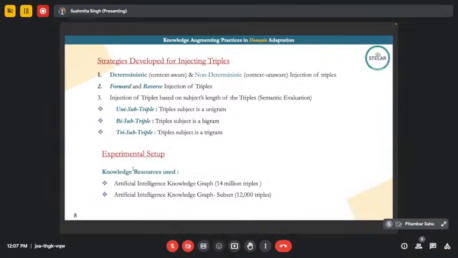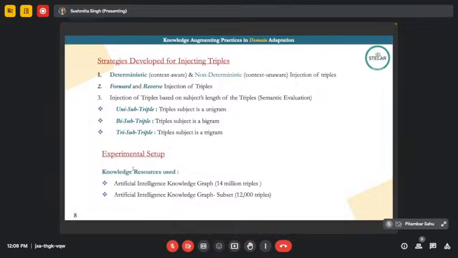To demonstrate all these approaches and devised methods, we have used two knowledge graphs. The first was developed by one of our core community members, and it has 14 million triples. The other one has 12,000, which is a subset of the first one. By heuristic approaches, we have narrowed it down to 12,000 from 14 million.